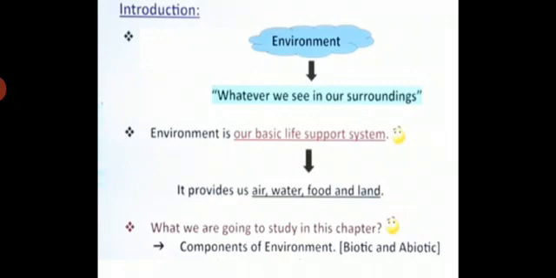In the previous video, you have been introduced to the word environment, which simply meant our surrounding. We can also say that it is our basic life support system that provides us air, water, food, and land. In this video, we will understand what environment is composed of, that is, its components.